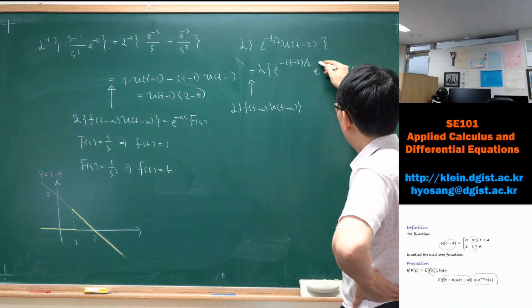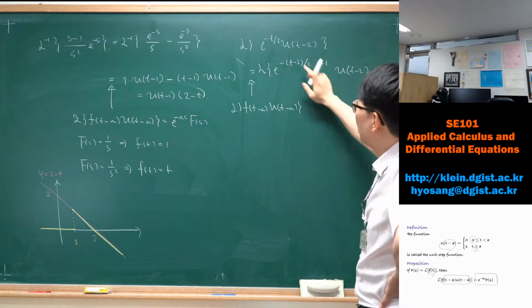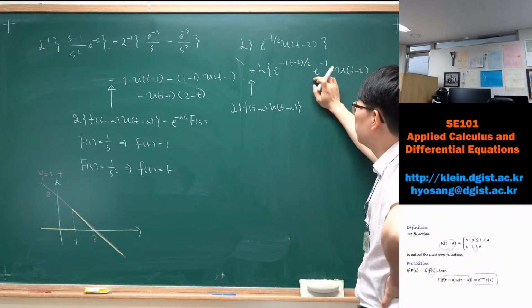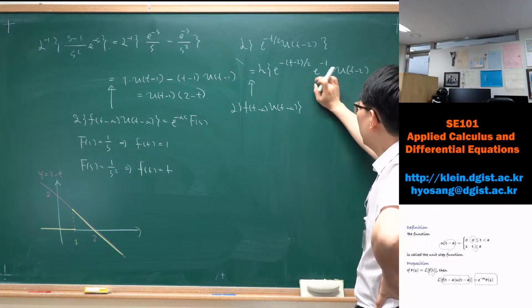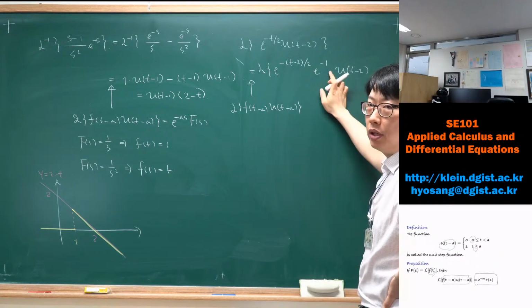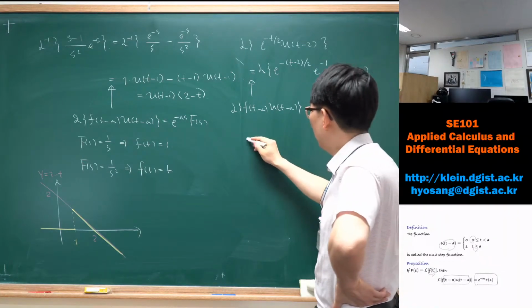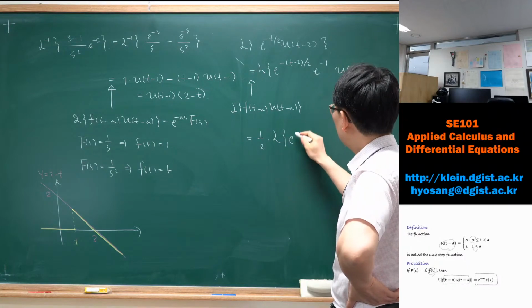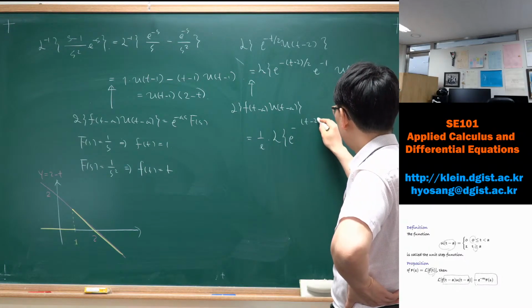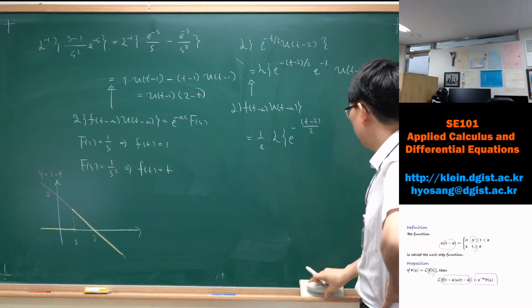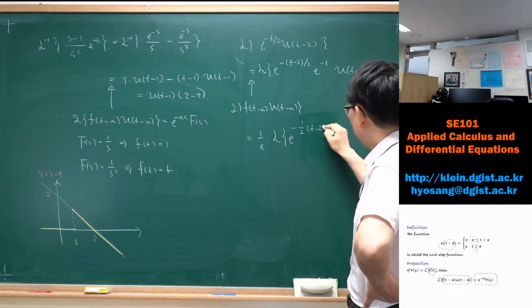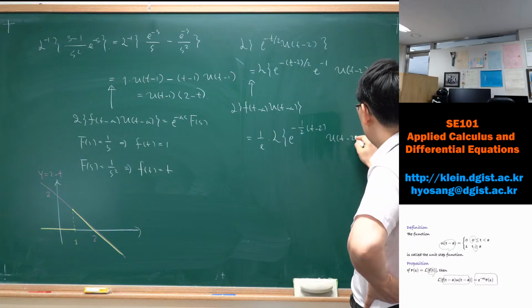So I have to subtract 1 again in order to make it e to the negative t over 2. So some constant terms appeared here. So we have 1 over e times e to the negative t minus 2 over 2, times u of t minus 2.